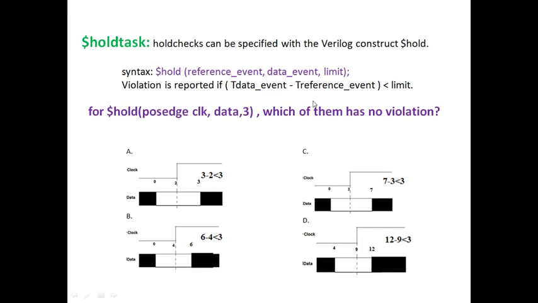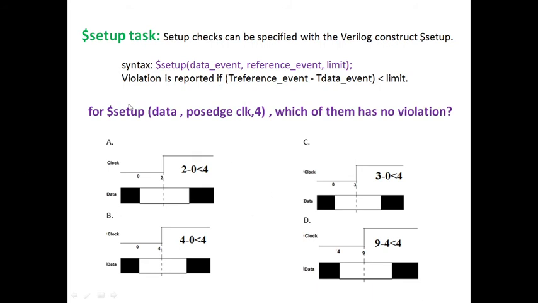So why is the syntax like this? In the setup task you have the syntax like this. Setup time is nothing but the time before the rising edge of a clock. That means this area I need to concentrate on. That means here the data event happens first, and next the reference event happens. So that is why the syntax is data event, reference event and limit.